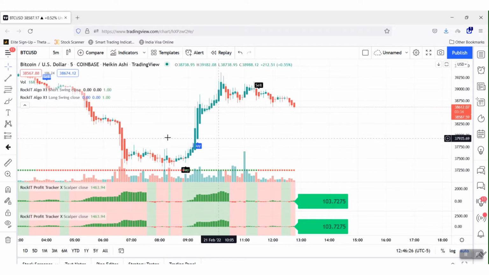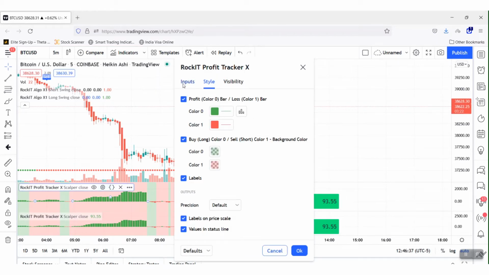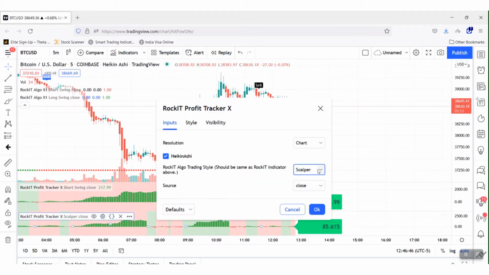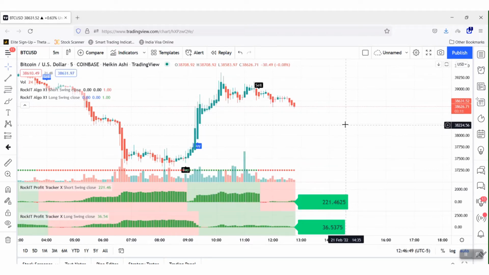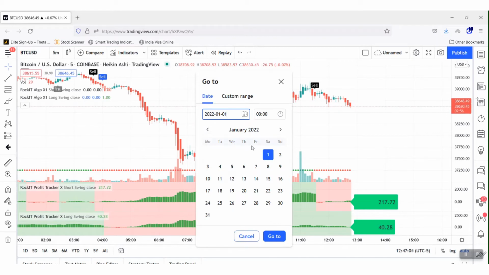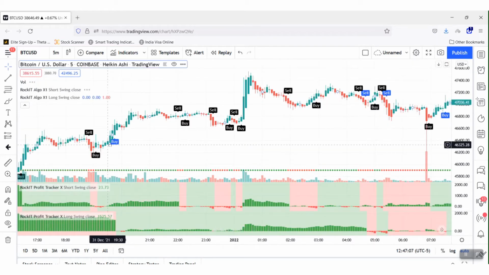Next, most important, make sure the profit track is exactly the same as the strategy you have chosen. So short swing and long swing. So we have to change this to short swing so that it'll show profit and loss regarding the short swing signals, and change this to long swing. Okay. So you're all set. And now we'll give you a visual representation of why it's powerful to generate 90% plus probability of profit. So let's go back, maybe to the beginning of the year, and just scroll.